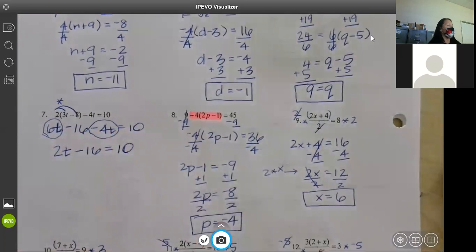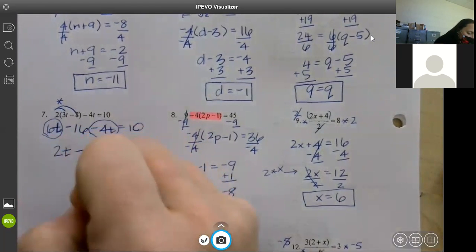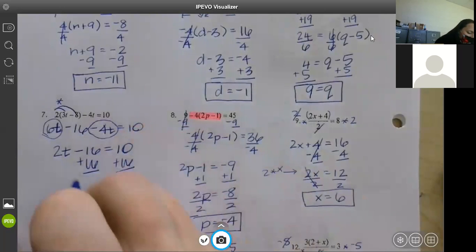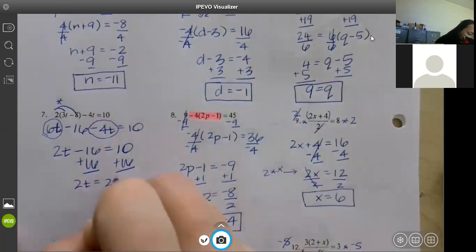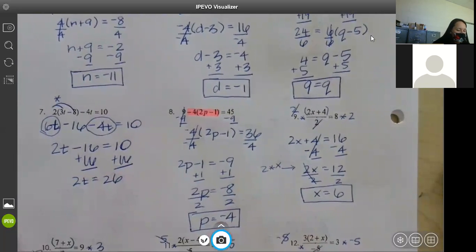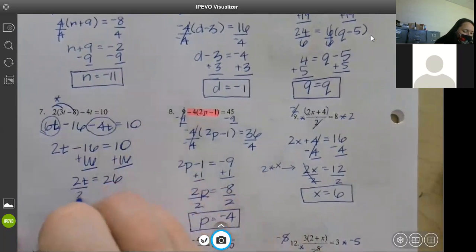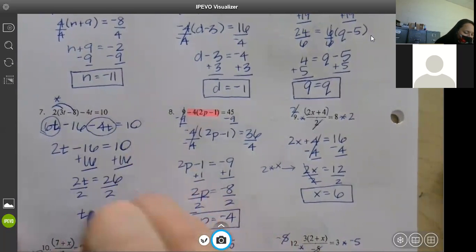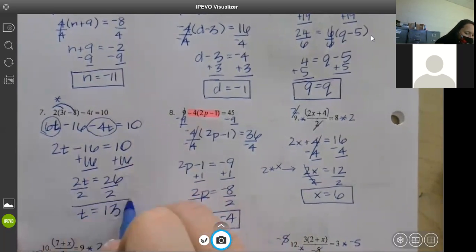What do I need to get rid of? How do I get rid of it? Add 16 to both sides. I get 2t equals 26. And then the last step, how do I get t by itself? Divide by 2, and 26 divided by 2 is 13.